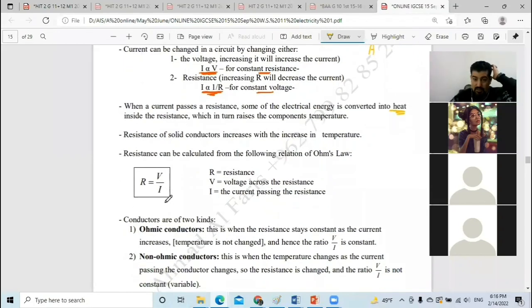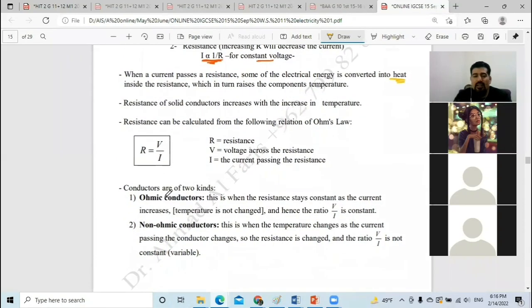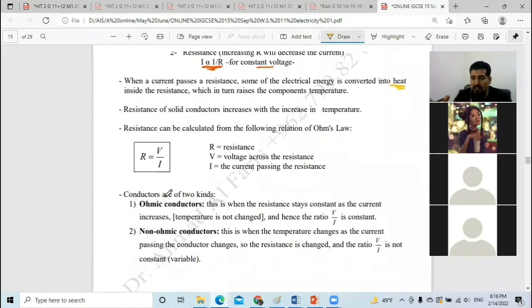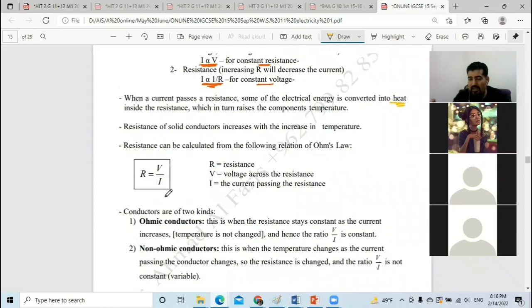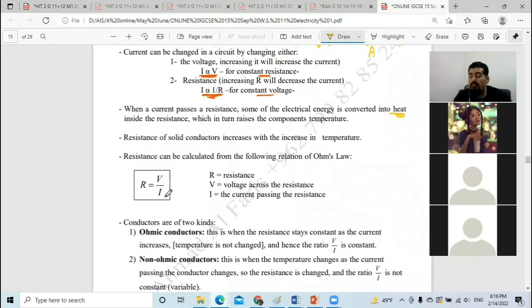Or we rearrange this formula to make voltage over current equal resistance. So actually, we can find that we have several types of materials. Some materials obey Ohm's law, and other materials don't obey Ohm's law. What that means is some materials have constant resistance, and other materials don't have constant resistance, and their resistance changes according to some conditions. One of these conditions is the temperature of what?